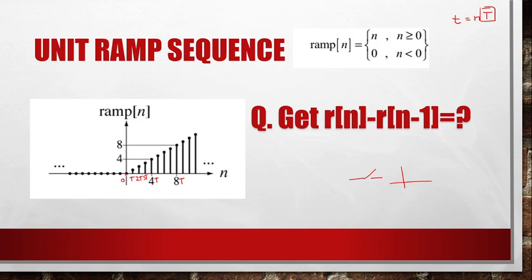So when the sequence is 0, the first value will be 0. When the sequence is 1, this value will be 1. If the sequence is 2, this magnitude will be 2. Similarly, when the sequence is 4, the magnitude will be 4. When the sequence is 8, the magnitude will be 8. In this way, we make the unit ramp sequence.